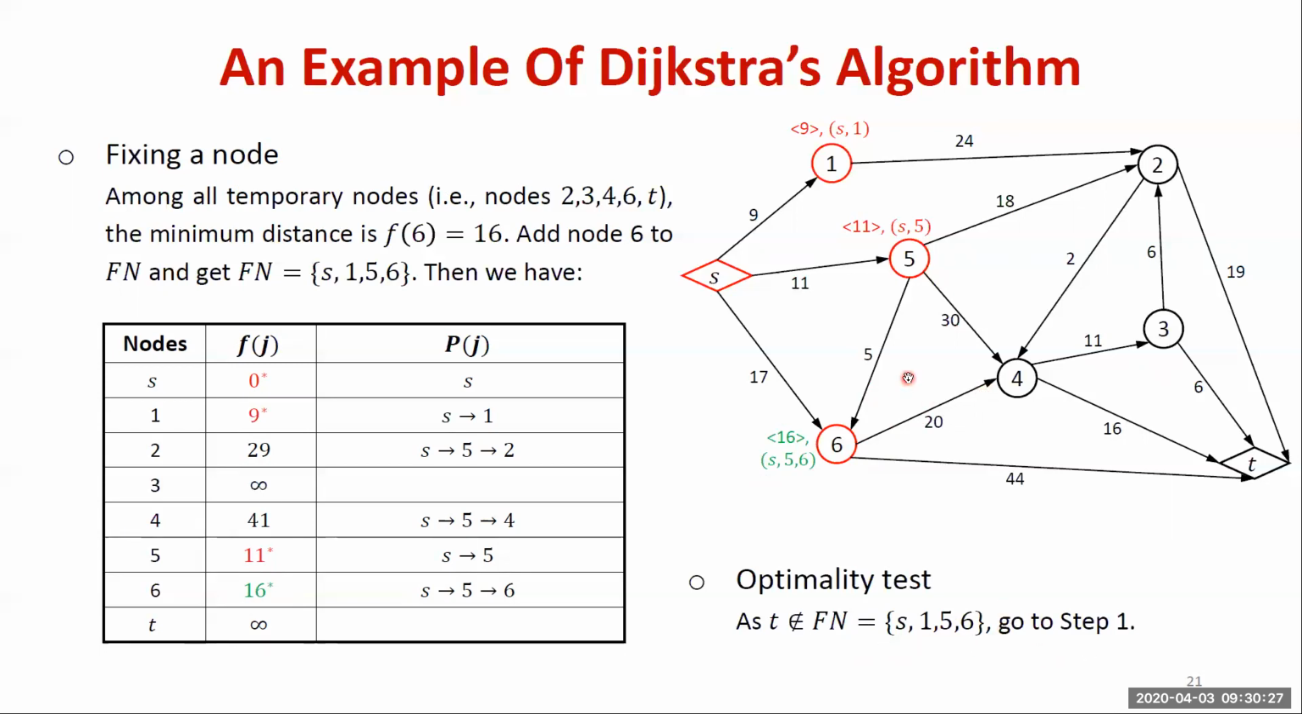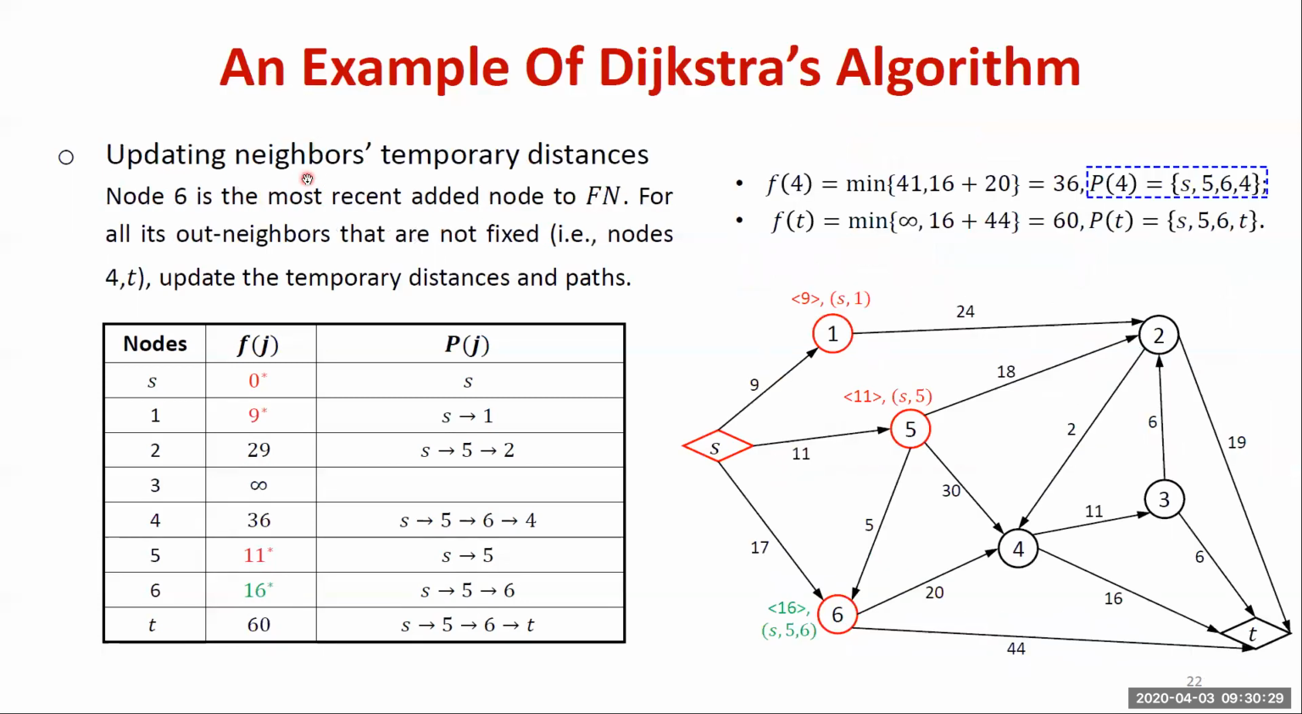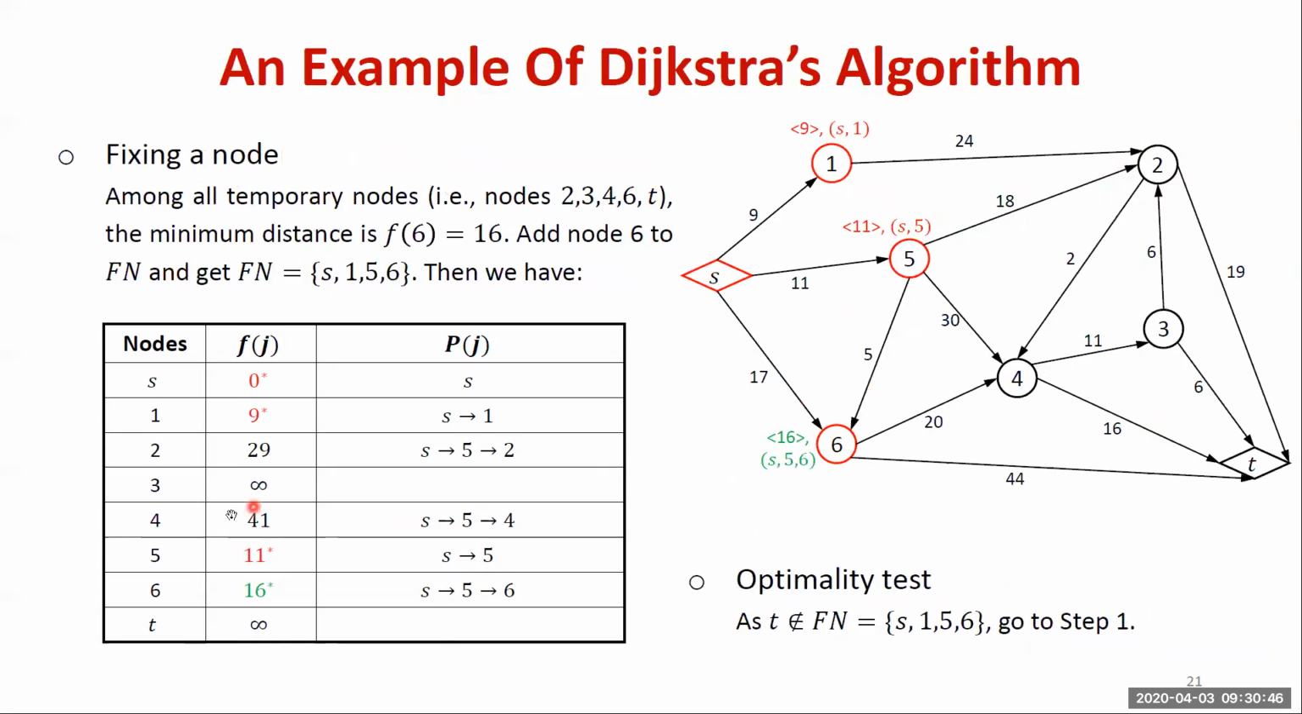Next iteration, which is again step number 1, updating the neighbors' temporary distances. Okay, then again, you're going to ask yourself, hey, from node 6, which nodes can I get to? Clearly, from 6, you can go to node 4 and node T. So update these two. Node 4, in the previous iteration, is 41.